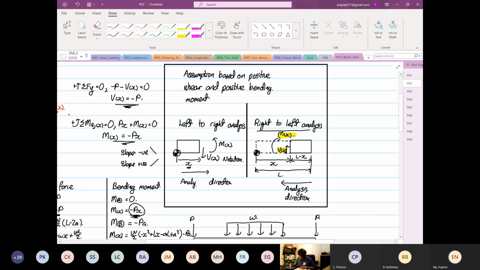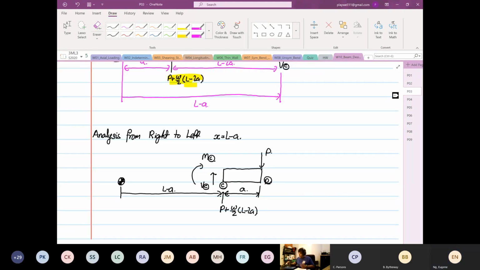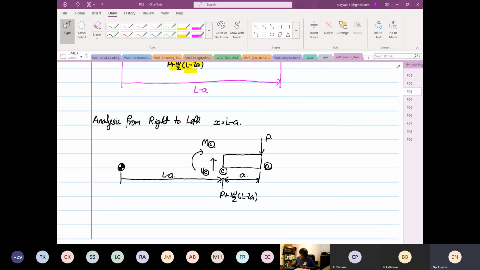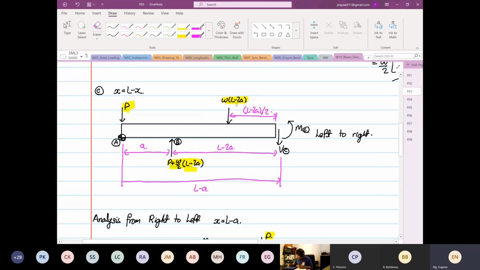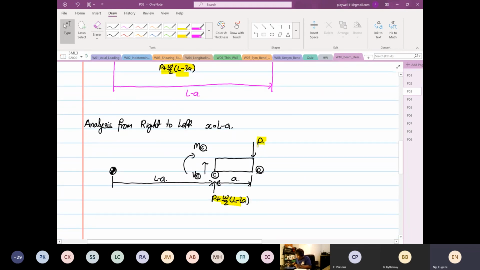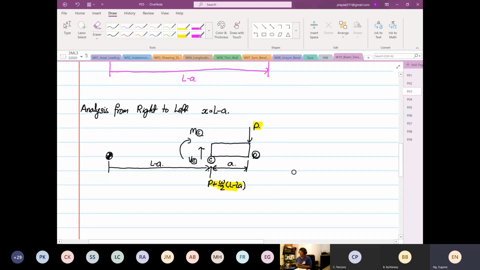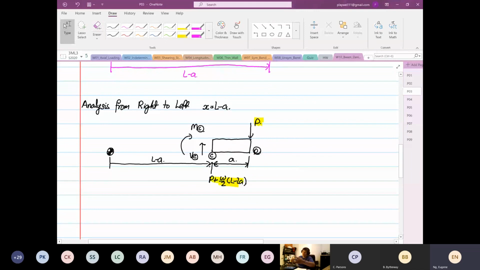Okay. All right. So now, can you see the strength of analyzing from right to left now? Yes or no? So how many terms do we have? We have 1 and we have 2. And then when you take moment, you only have one force to take your moment from. Not two forces. Down here, you take moment, you only have your P. Over here, P plus omega over 2 bracket L minus 2A, you don't need to consider, because it has no distance. Right? Okay.